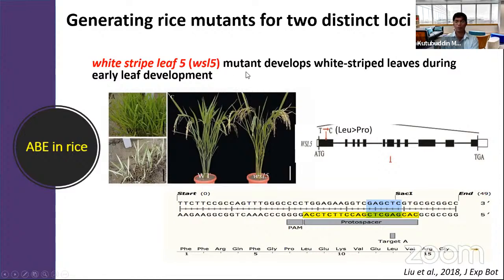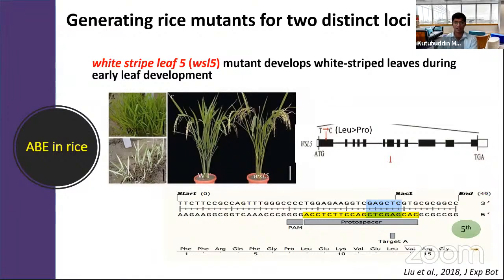These mutant phenotypes develop a white stripe on the leaves in the early developmental stage of the rice plant. This is because of an A to G mutation, and on the opposite strand T to C. So here is the target. This is a snapshot of that gene sequence. When this target A is changed to a G, it should produce a white stripe leaf phenotype. So that was our target, to develop this kind of mutation with base editing.